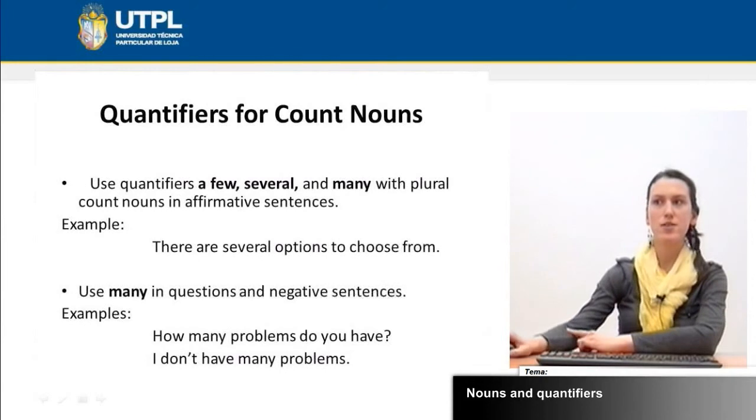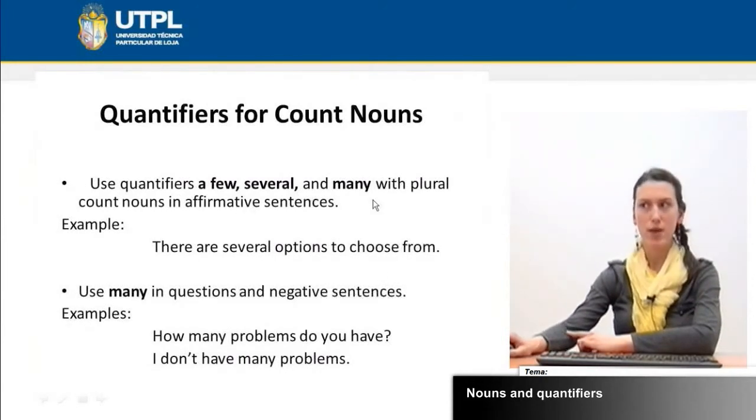Use quantifiers a few, several, and many with plural count nouns in affirmative sentences. Look at the example. There are several options to choose from. Options here is countable, so I use several. Use many in questions and negative sentences. How many problems do you have? I don't have many problems. In questions and negative sentences.